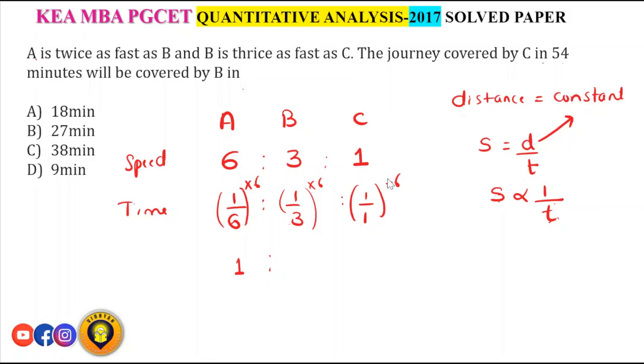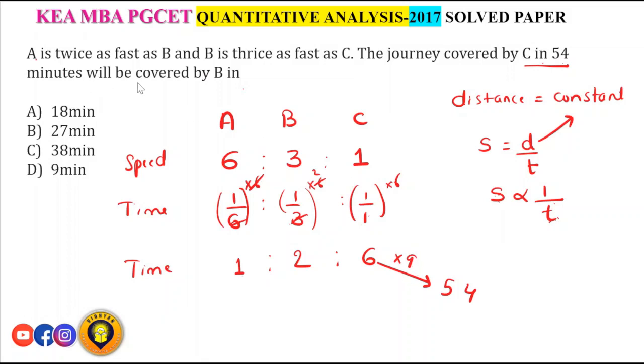Multiply by 6. So that means here 6 and 6 will get cancelled. 1 is the remainder. 3 1s are 3, 2 is 6. So 2, and 1 times 6 is 6. Therefore it is 6. So the time ratio is 1:2:6. Now the journey covered by C in 54 minutes. Here it is 6 units. So the 6 unit value is 54, which means 6 9s are 54.